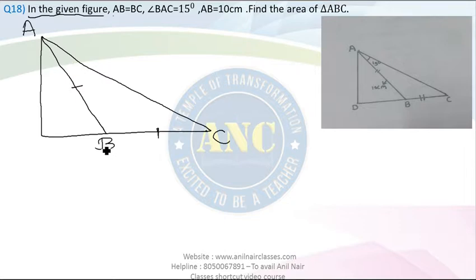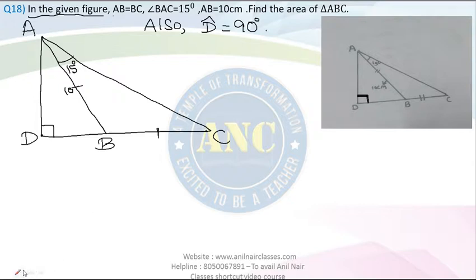BAC angle is 15 degrees. This is the second statement. AB is equal to 10 centimeters. AB is given in the question as 10 centimeters. Find the area of triangle ABC. This triangle's area is what I require. Let me name this point as point D, and it should also be given in the question that angle D is 90 degrees. It should be given in the question itself, or in the diagram it should have been specified, which is missing here. Please note that extra point also.